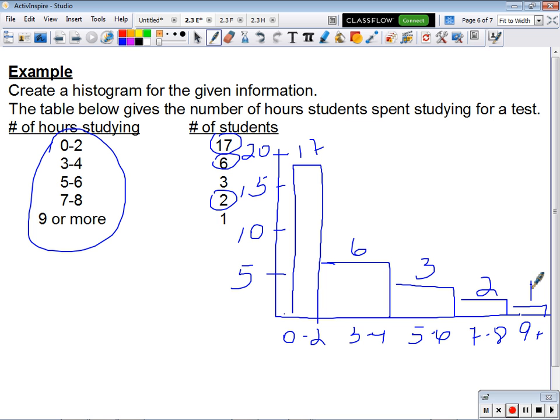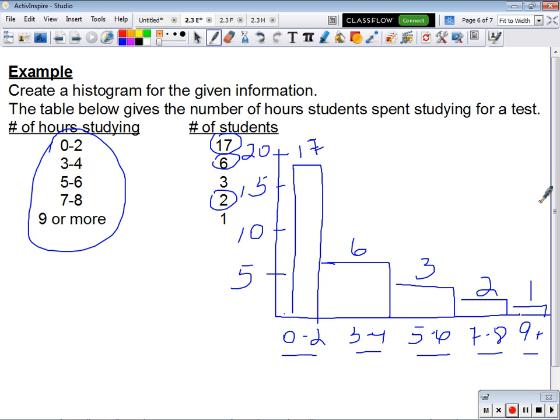So that's basically what a histogram looks like. So just note that you have the numbers on the bottom instead of the categories, and also note that the bars are all connected to each other when you make a histogram. And that's what makes it a little bit different than a bar graph.